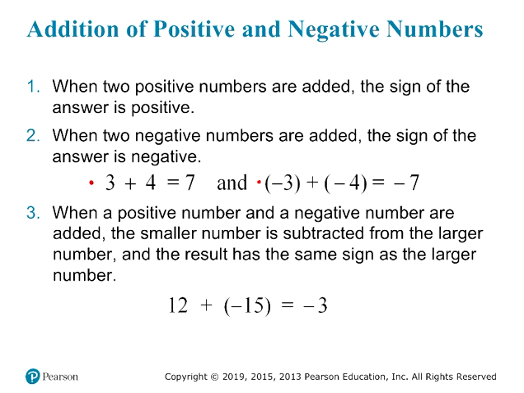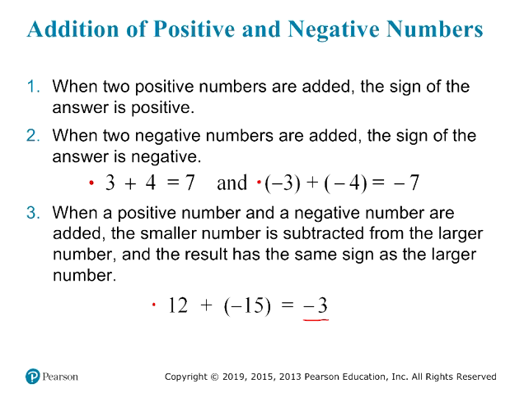Now, if we have a mix, so let's say we have a positive number and a negative number that are added together, the smaller number is subtracted from the larger number, and the result has the same sign as the larger number. So as an example, we have positive 12 plus negative 15, and the answer is negative 3.